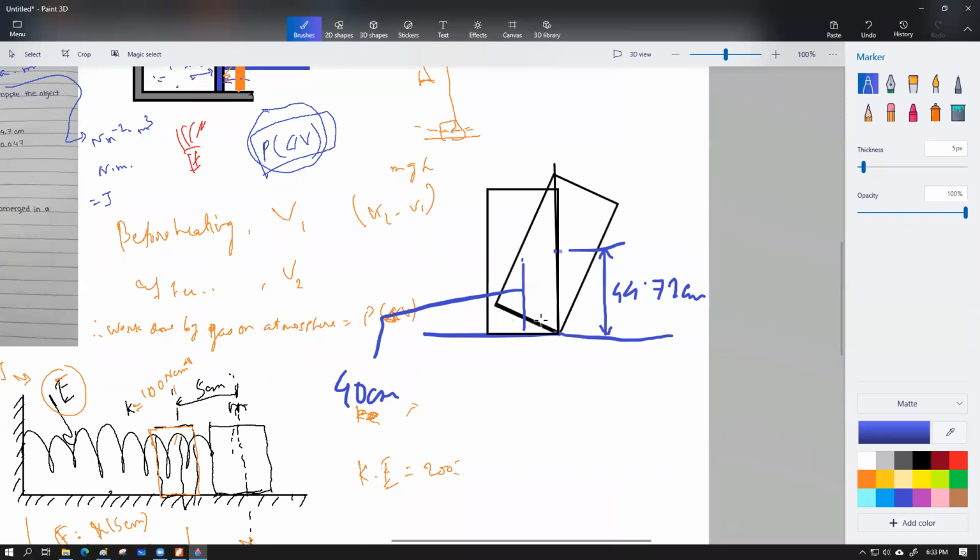You can do the relevant calculation for the working by centimeter, or you can directly change them into meter. Ultimately, you'll get the same value in meter. You're gonna get 0.4472 meter.